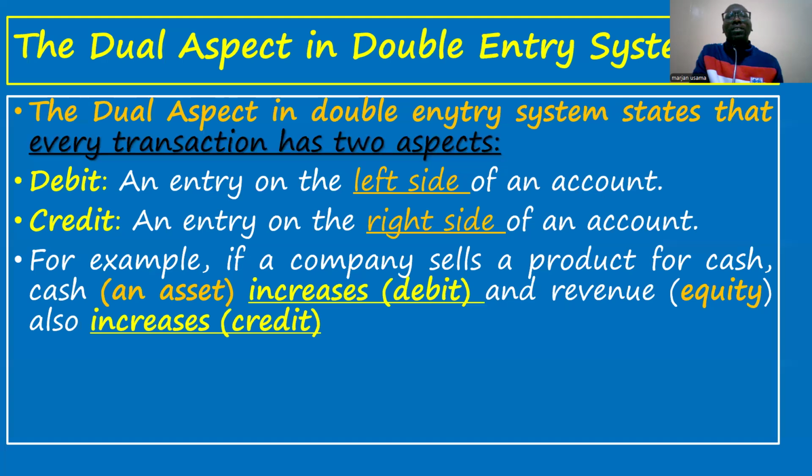They're telling us the dual aspect in the double entry system states that every transaction has two aspects. Number one, debit, an entry on the left side of an account. Then the credit, an entry on the right side of an account.